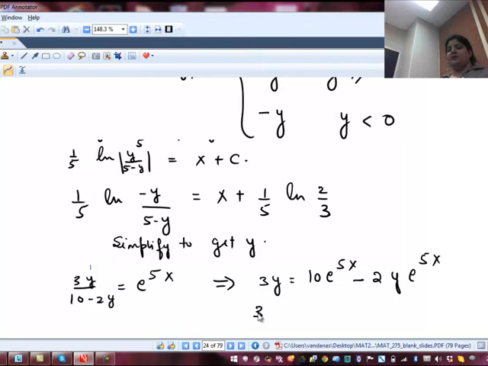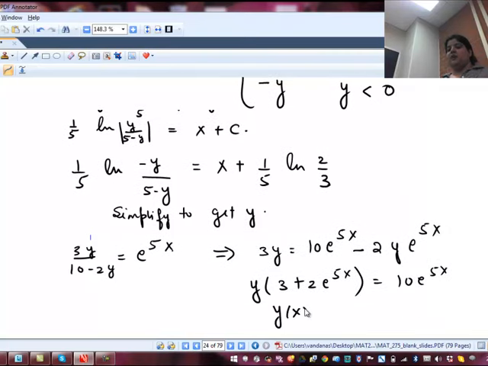So that means 3 times, let's take y out. So y times (3 plus 2 e to the power 5x) equals 10 e to the power 5x. So that means the solution y of x will look like, now is it increasing, is it decreasing, what is happening to this curve? We try to see the sketch of this graph. How will it look? 10 e to the power 5x over 3 plus 2 e to the power 5x.